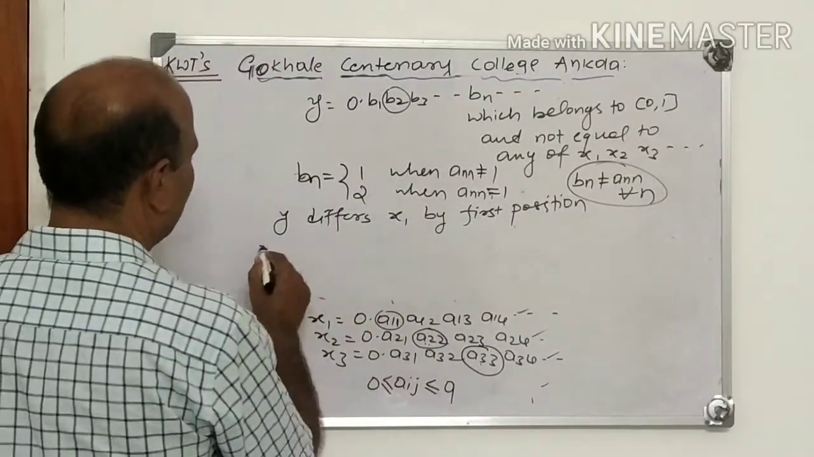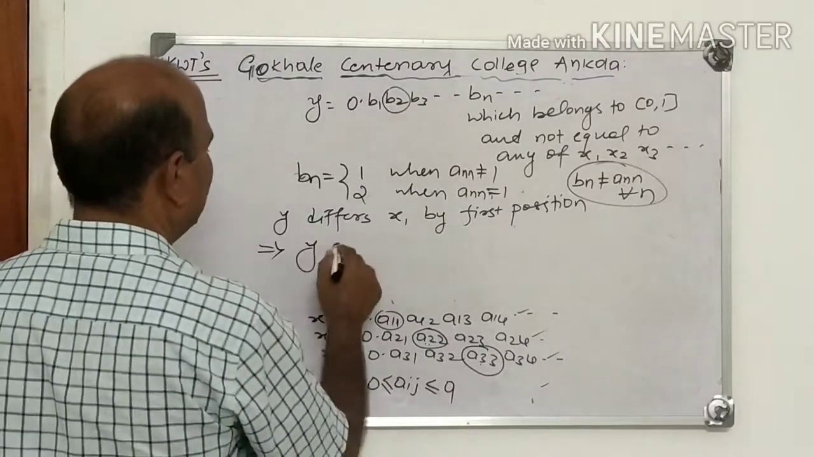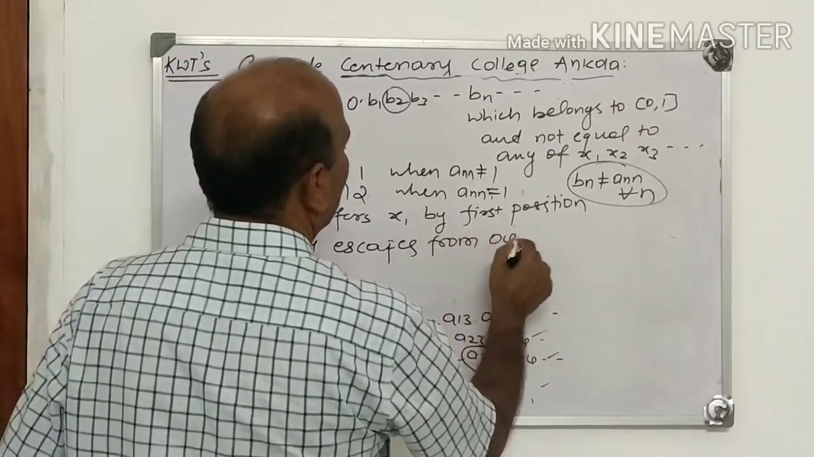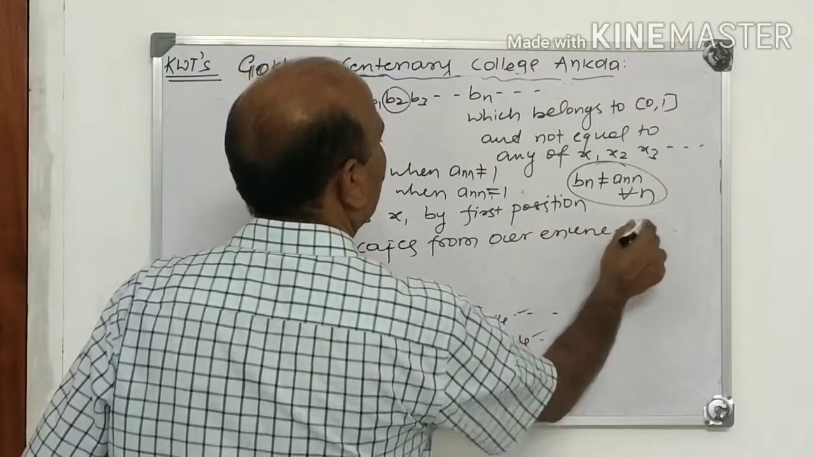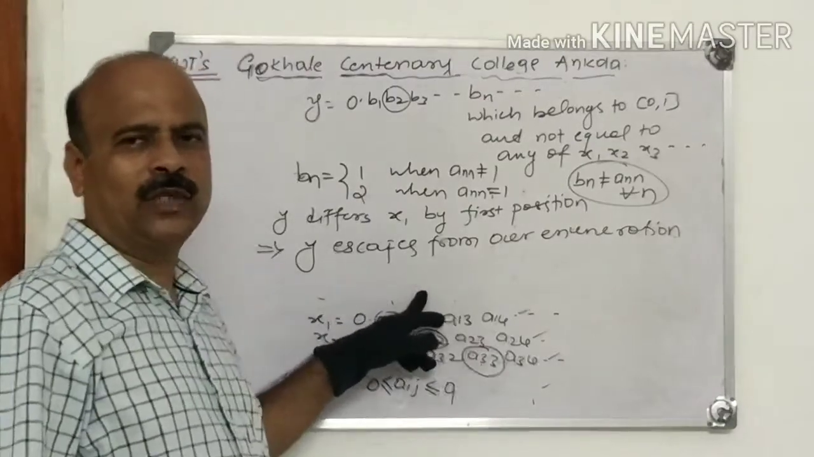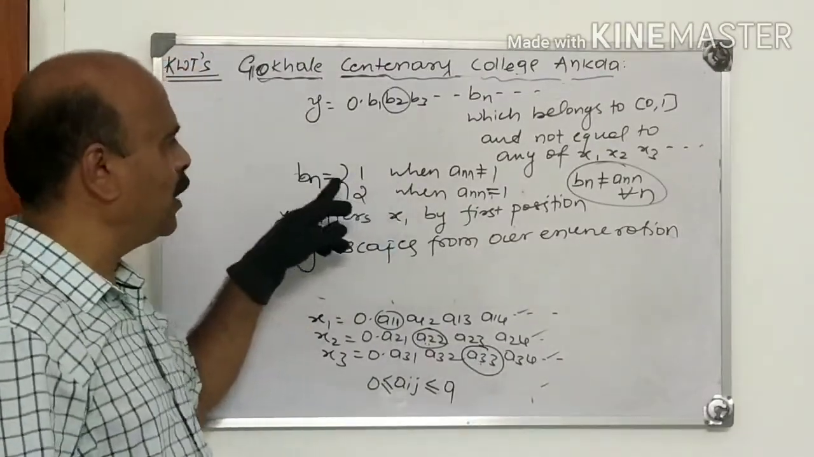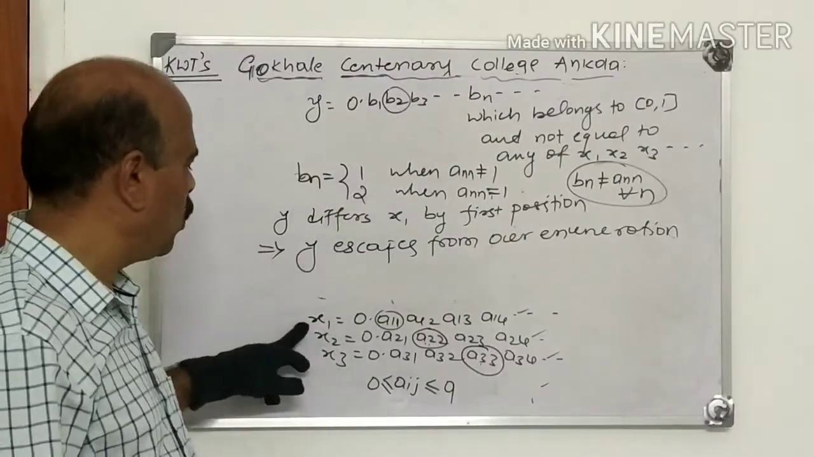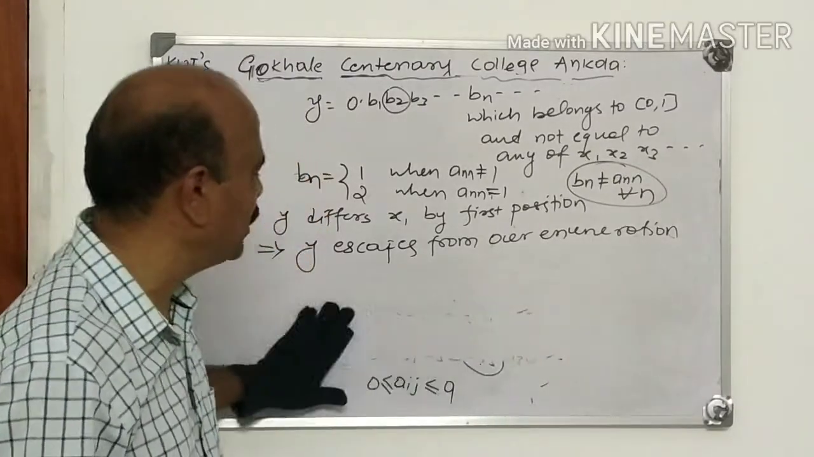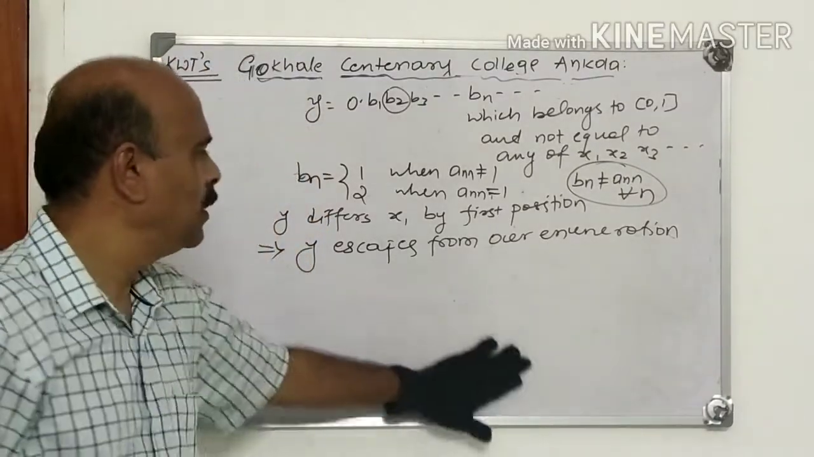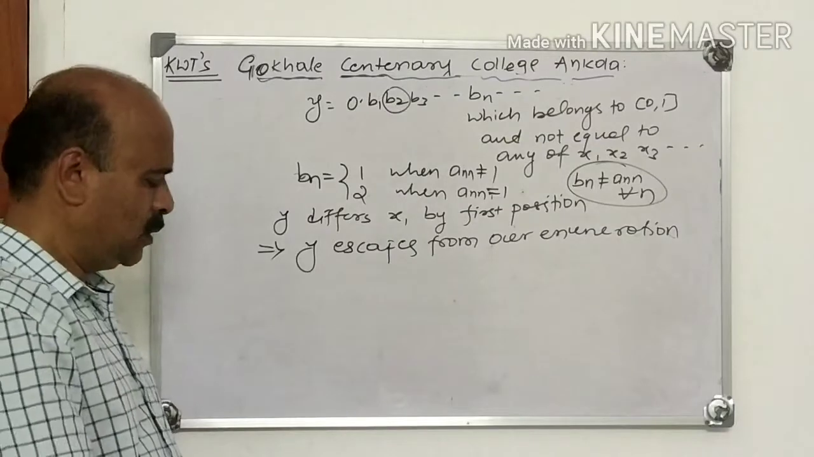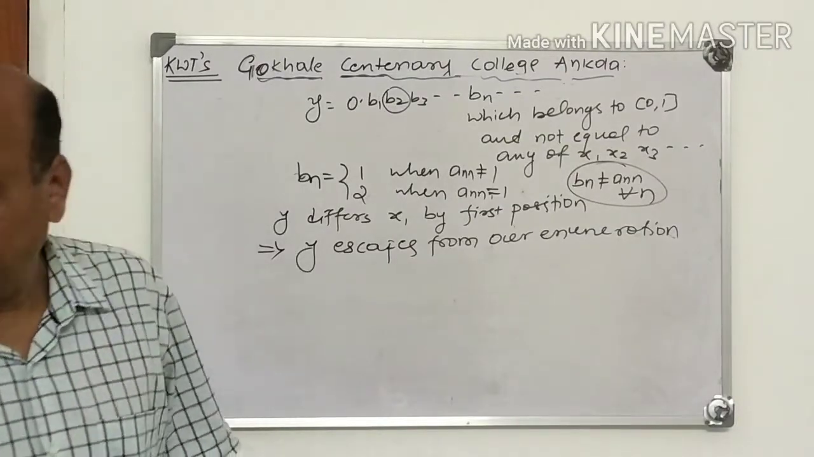Now, what does this imply? y escapes from our enumeration. That means we have enumerated the elements of 0, 1 as x1, x2, x3, etc., xn. But there exists one more element of this 0, 1 which is y and not equal to any one of these x1, x2, x3, etc., xn. What does this indicate? Our assumption is wrong. Elements of 0, 1 cannot be expressed in any order. So 0, 1 is not countable.